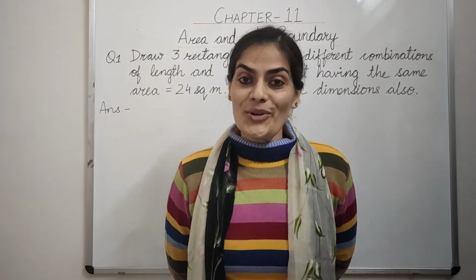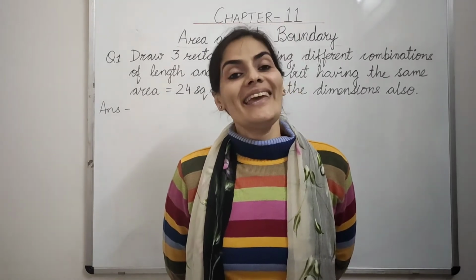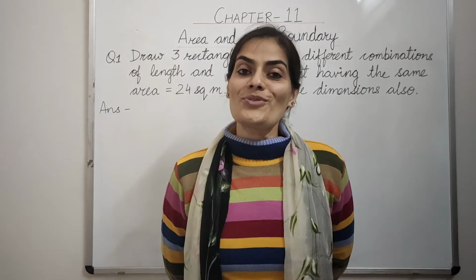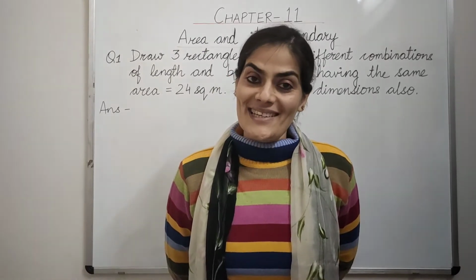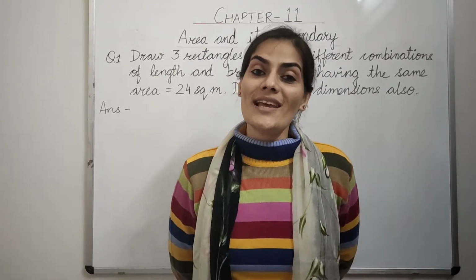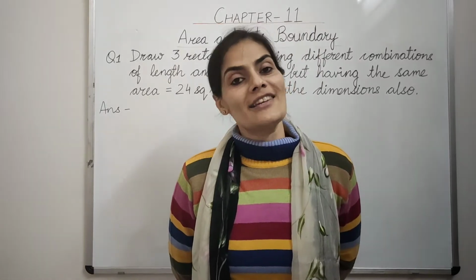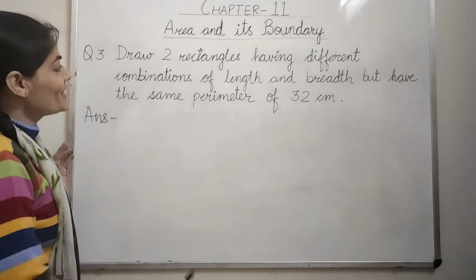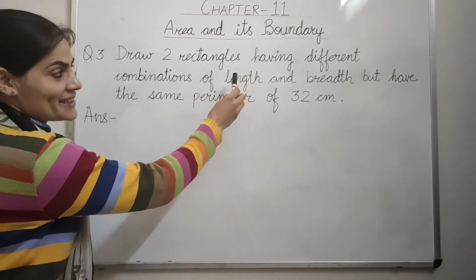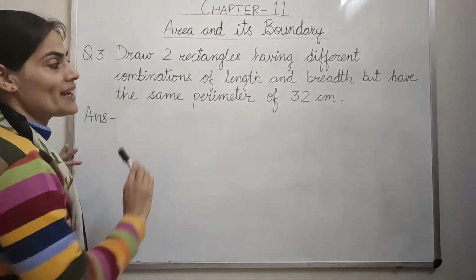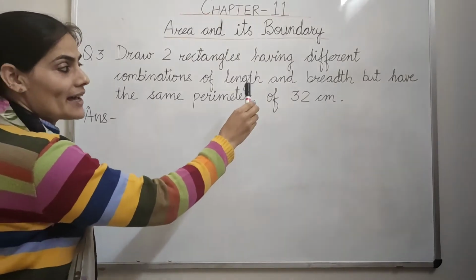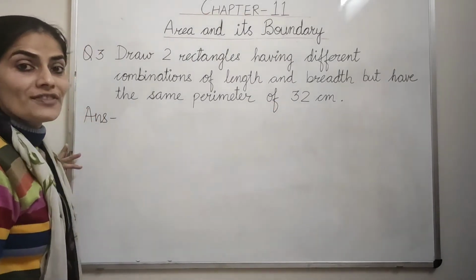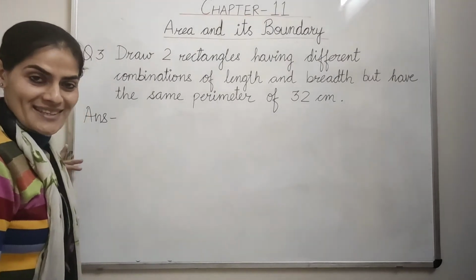We are continuing with chapter 11, Area and its Boundary. Today we are going to do a few exercises based on the concepts learned so far in this chapter. Let's read question 3 now. Draw two rectangles having different combinations of length and breadth, but have the same perimeter of 32 centimeter.